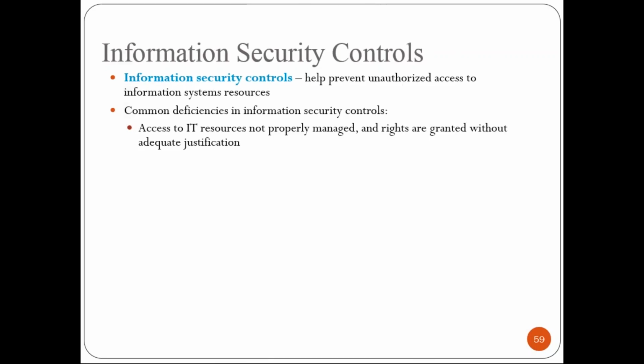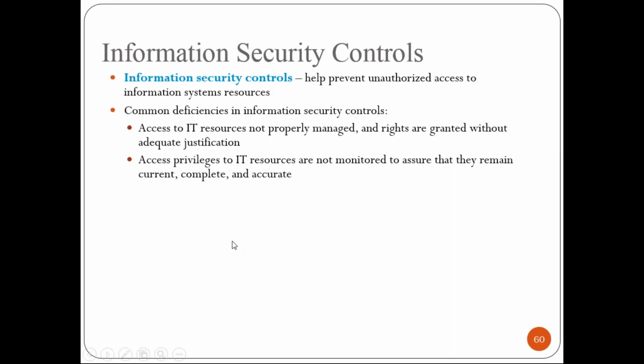These are some common deficiencies. A lot of times, access to IT resources is not properly managed. And what happens is everybody can willy-nilly do pretty much everything inside the system without a whole lot of control. And that's, without a business justification, something you need to watch out for. Privileges to IT resources are not monitored. There's not a good audit trail of who has access to what.